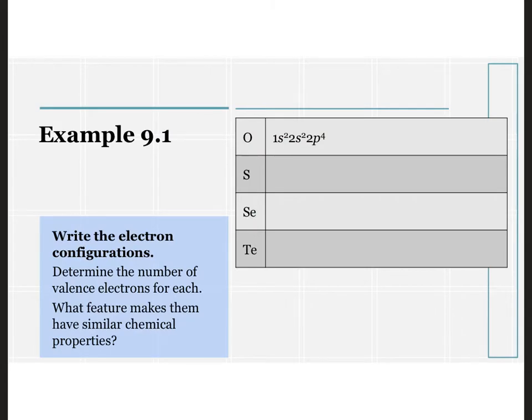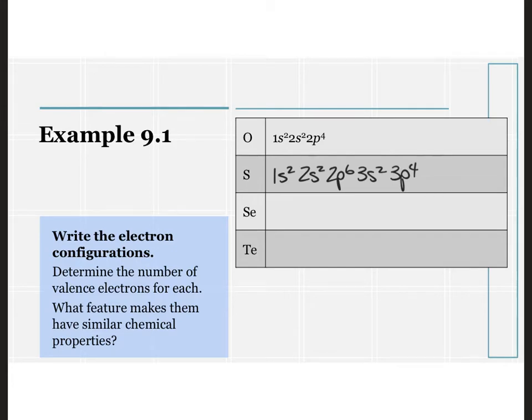Example 9.1 from the text essentially asks three questions of the elements oxygen, sulfur, selenium, and tellurium. First, let's write out the electron configurations. Now would be a great time to have a periodic table handy. We worked through oxygen in our last example, so I've filled that one out. Sulfur is under oxygen on the periodic table, so pause the video to see if you can write the configuration. Did you get what I have written here for sulfur?